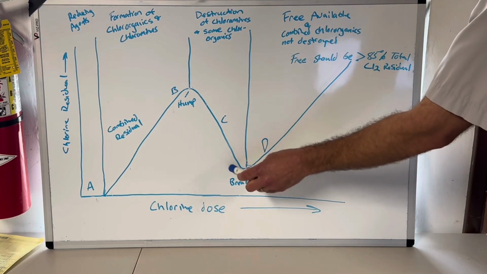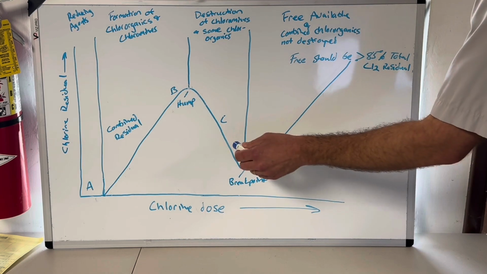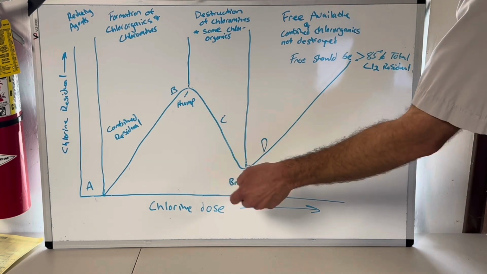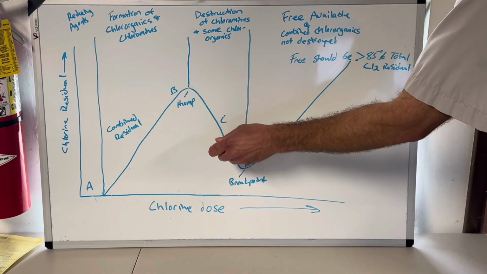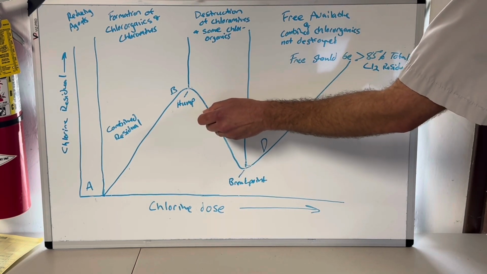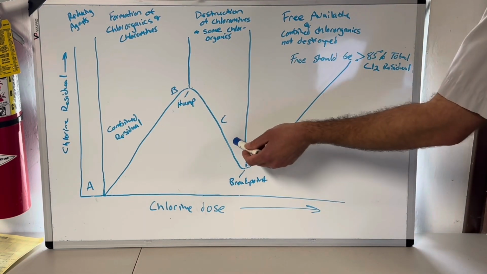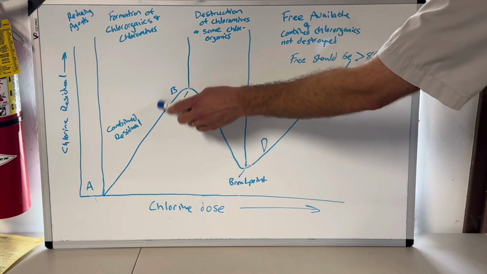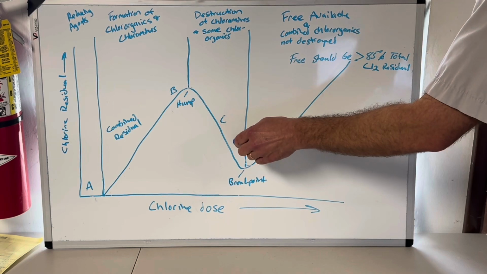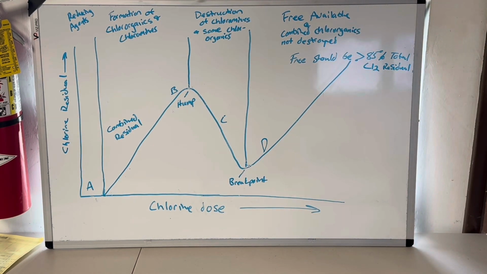There's not a lot of disinfection power at the breakpoint. And so as you're continuing to add chlorine, you're destroying your chloramines. Dichloramines are formed, then trichloramines. Trichloramines pretty much gas off and are not terribly effective. You want to be using monochloramines. And then you hit the breakpoint as you continue to add. The breakpoint is where all of the destruction is now done.